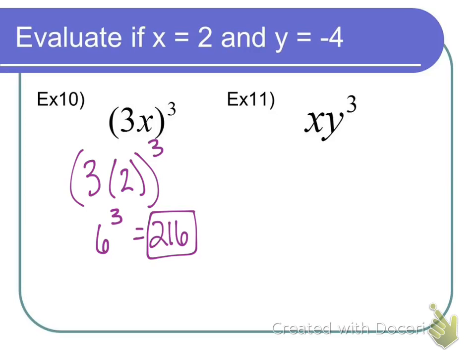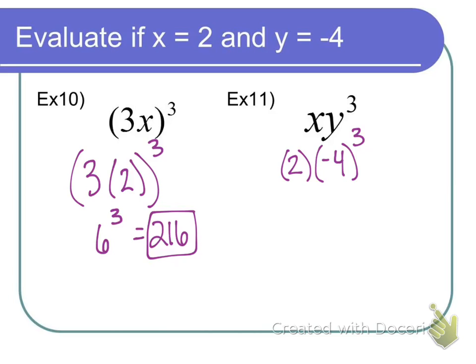All right, on our next problem, we plug them in. 2 times negative 4 cubed. Does this cubed belong to both the 2 and the negative 4? No. It only belonged to the y from the beginning, so it only belongs to the negative 4 now. Based on our order of operations, is there anything to do inside of the parentheses? No. Inside of parentheses, we either just have a 2 or we just have a negative 4.